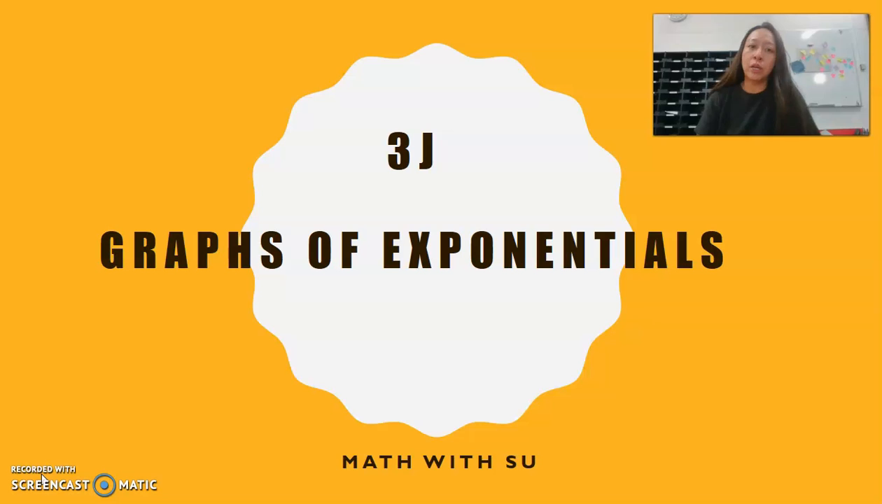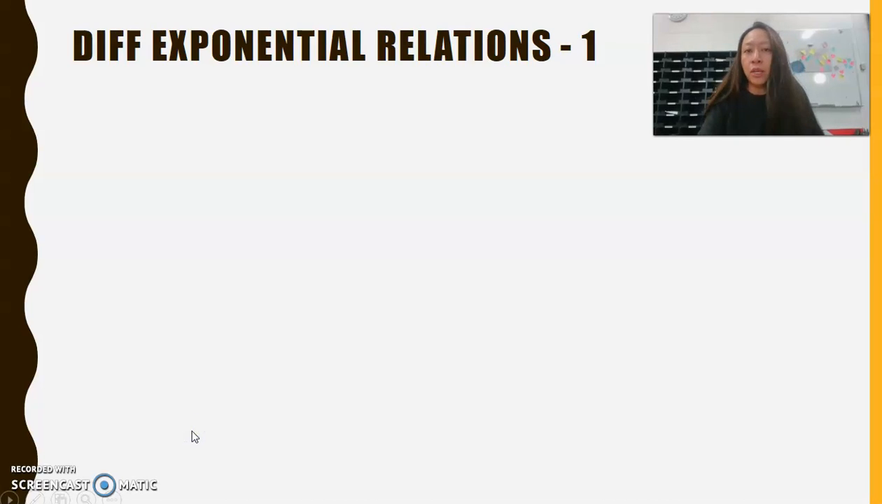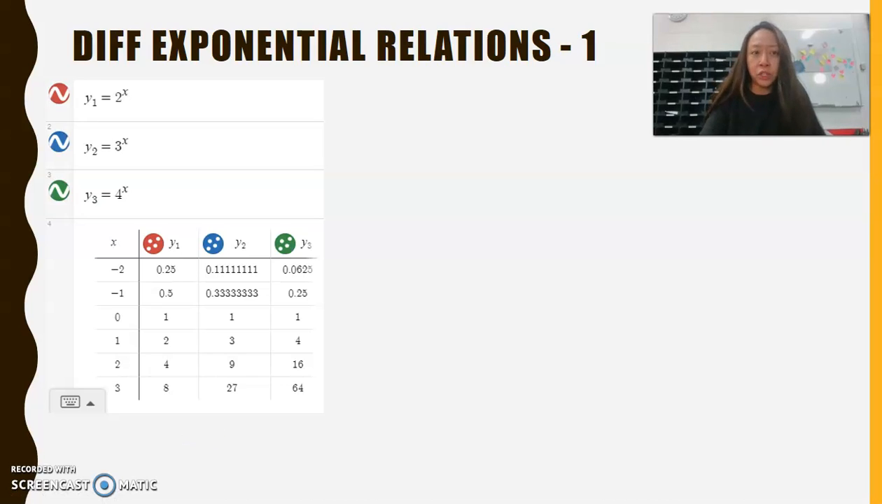Today we're doing chapter 3J, which is graph of exponentials. So if we're looking at different exponential relations, how do they look like? An exponential relation actually has a form of y equals an integer powered by x. Let's look at three very simple positive integers first, which is 2 power x, 3 power x, and 4 power x. Below here, we have a list of possible x values.